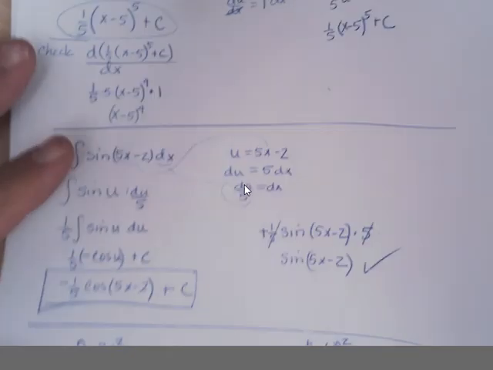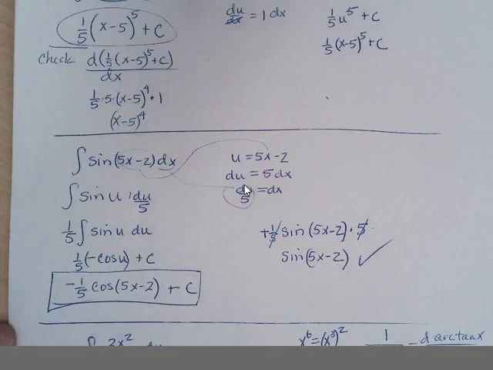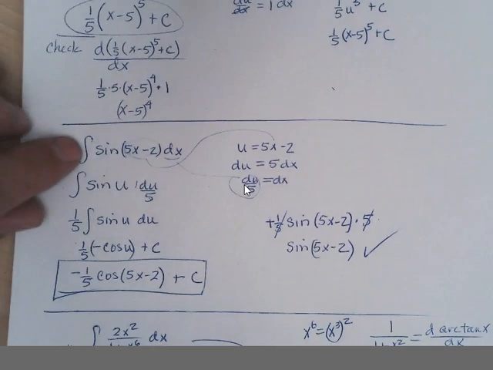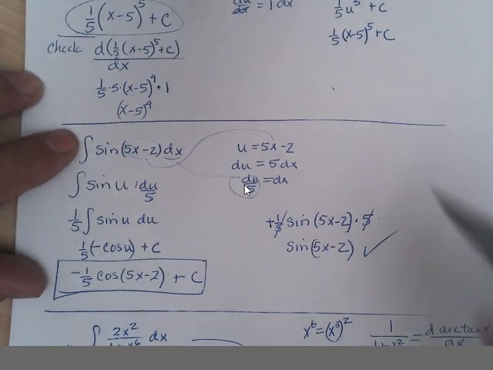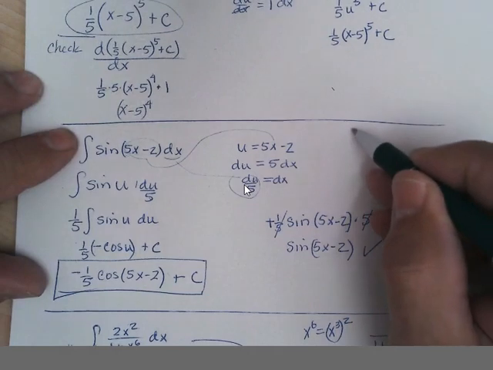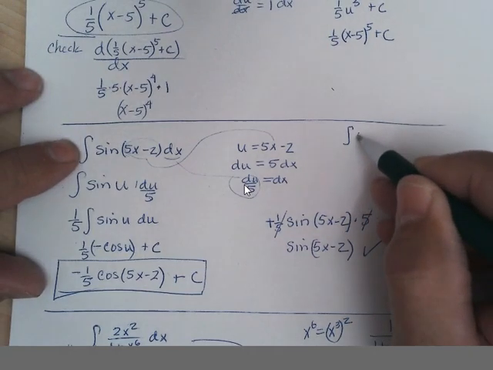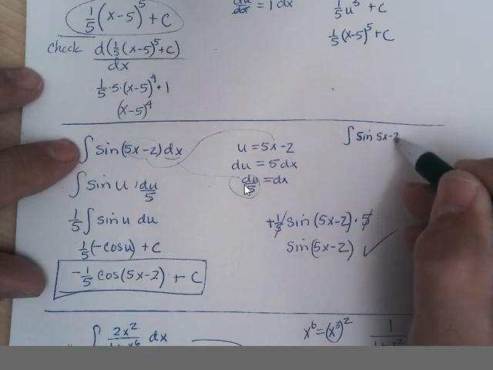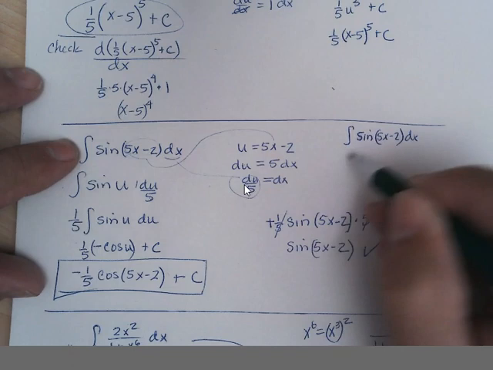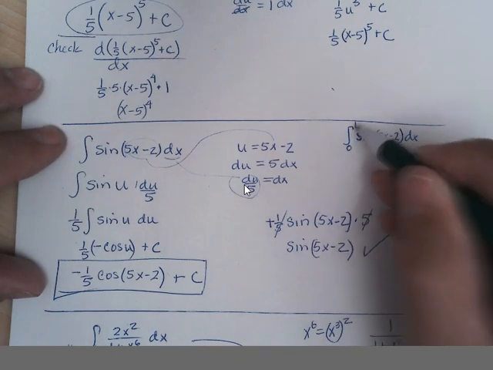All right. Now I'm going to discuss a little bit about the difference between an indefinite integral and a definite integral. For instance, what if it was the integral of sine of 5x minus 2, but find the area under this curve between, say, 0 and 1.